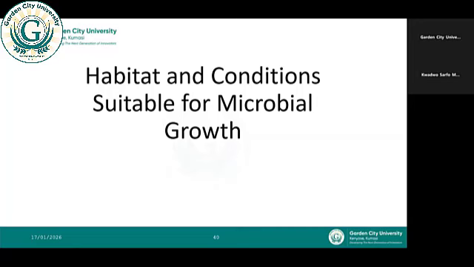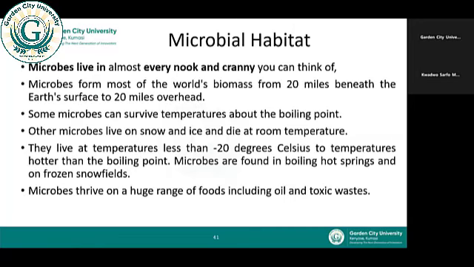So microorganisms are ubiquitous. They live everywhere. They are present everywhere that you can think of. So everywhere you go, you find microorganisms. Even places that you cannot go, microorganisms live there. And they form the largest biomass below and above the earth.